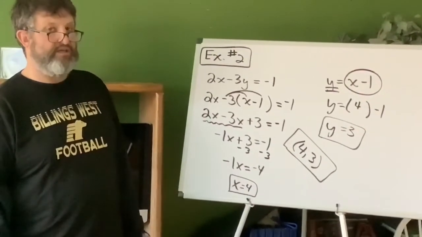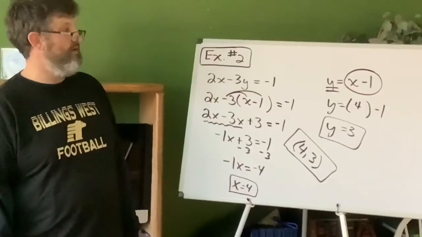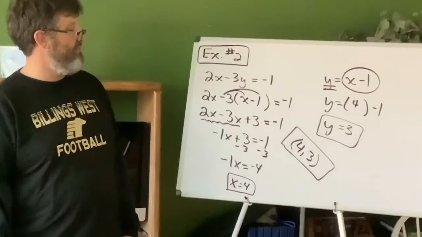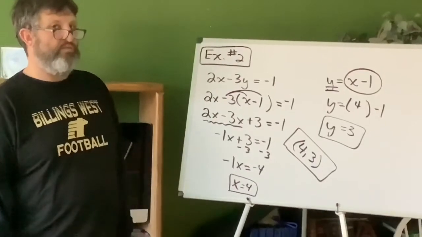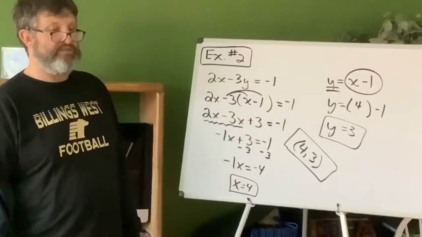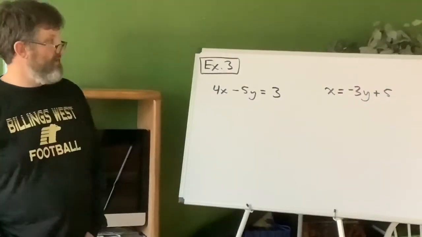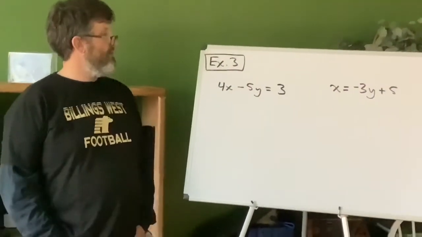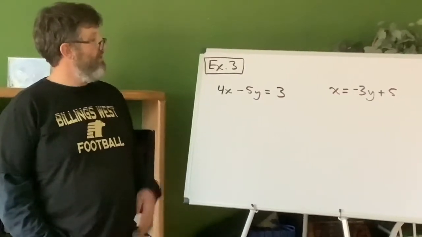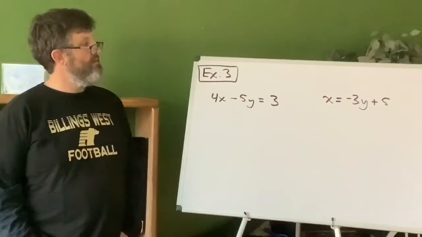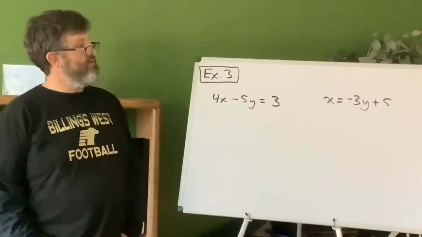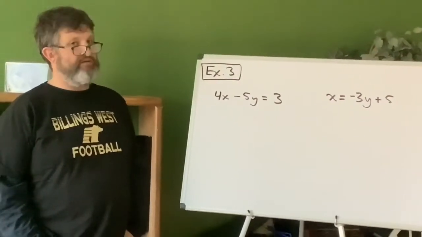Okay, folks, I've shown this to you. Now I'm gonna get example number 3, and then we're gonna work from there. I'll show you what I want in just a second. Let me get example number 3 written up there. All right, so now we're on to example number 3. Take a minute to get this written down. 4x minus 5y equals 3, and x equals negative 3y plus 5.